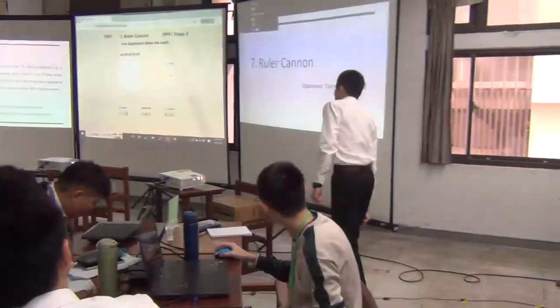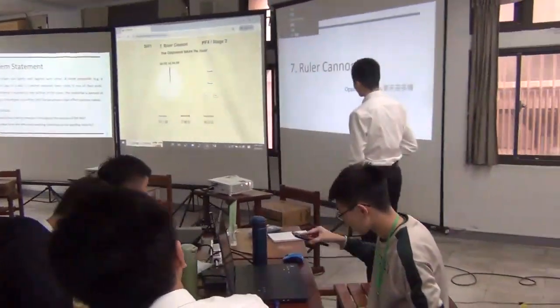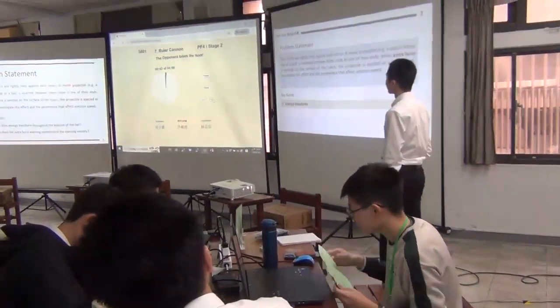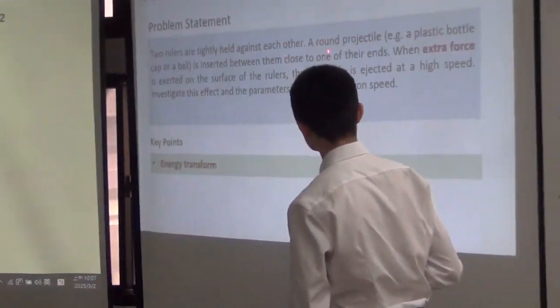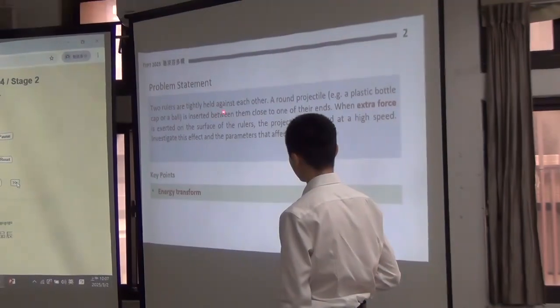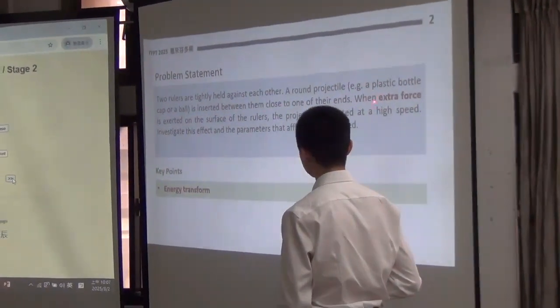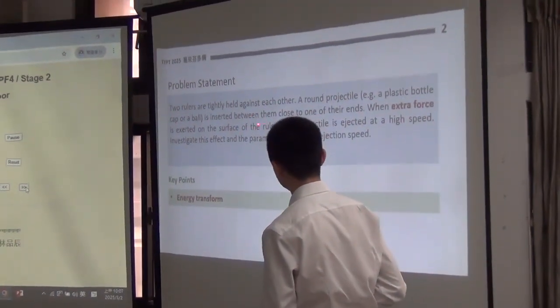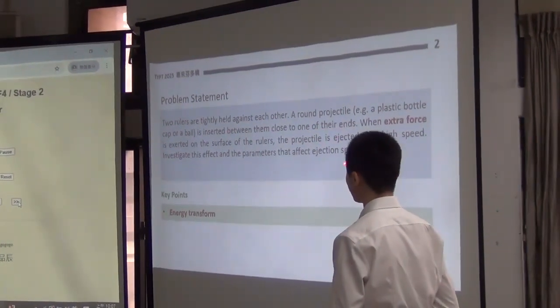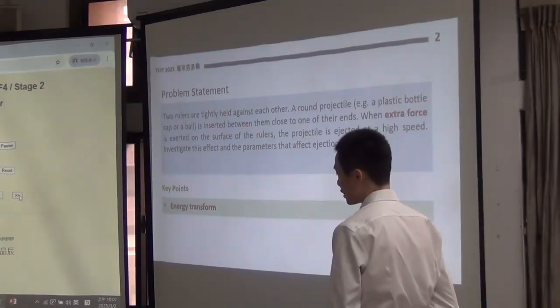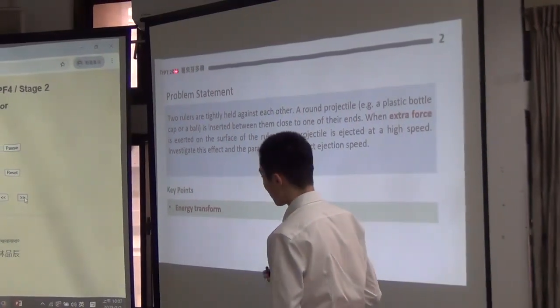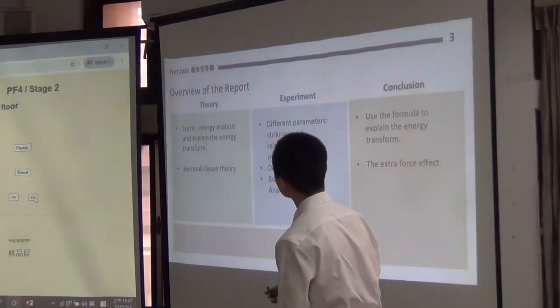I'd like to present Problem 7, Rule Tunnel. This is the problem statement. Two rulers are tightly held against each other. A round projectile is inserted in between them close to one of their ends. When extra force is exerted on the surface of the rulers, the projectile is ejected at high speed. Investigate the state and parameters that affect the ejection speed. The key point in this problem is energy transform.